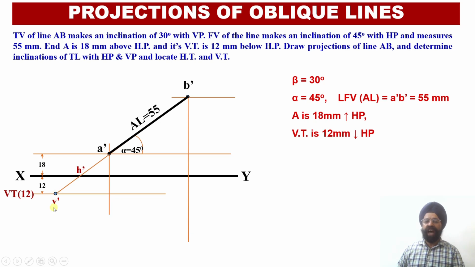Now I can check that I have been able to obtain the point V dash by extending this elevation projection line. Now this point will become V dash only when I draw a vertical projector through this point V dash onto the XY reference line.